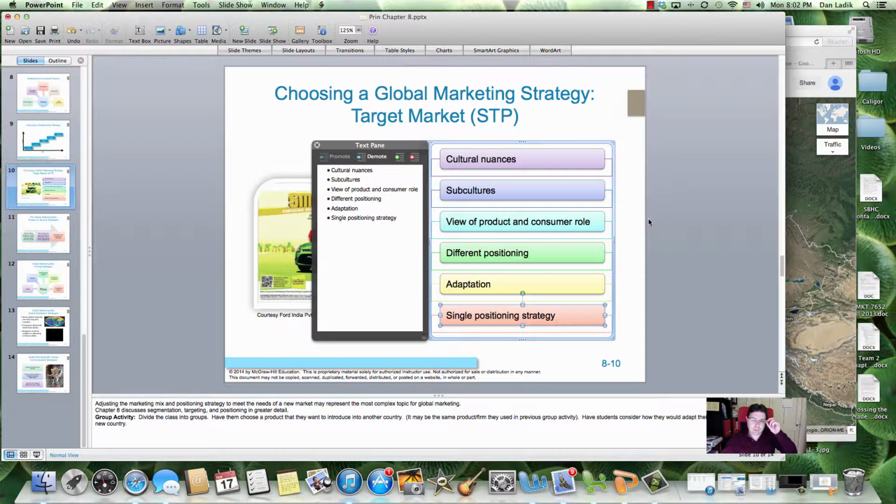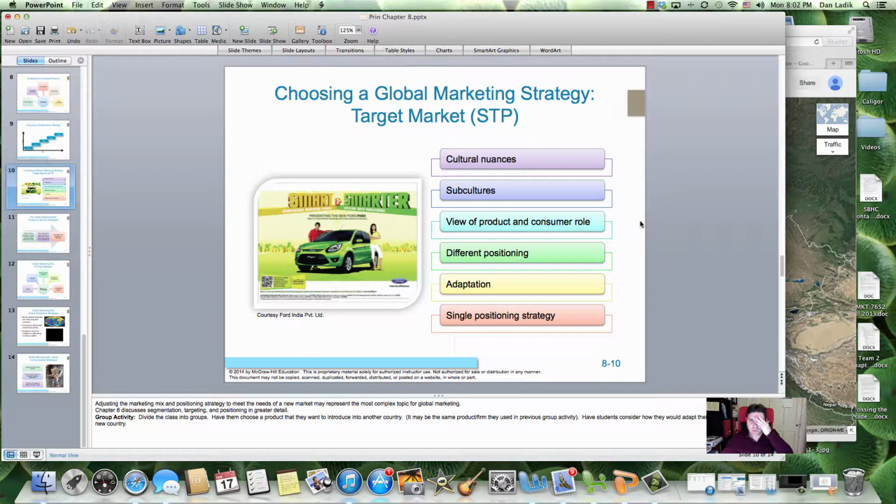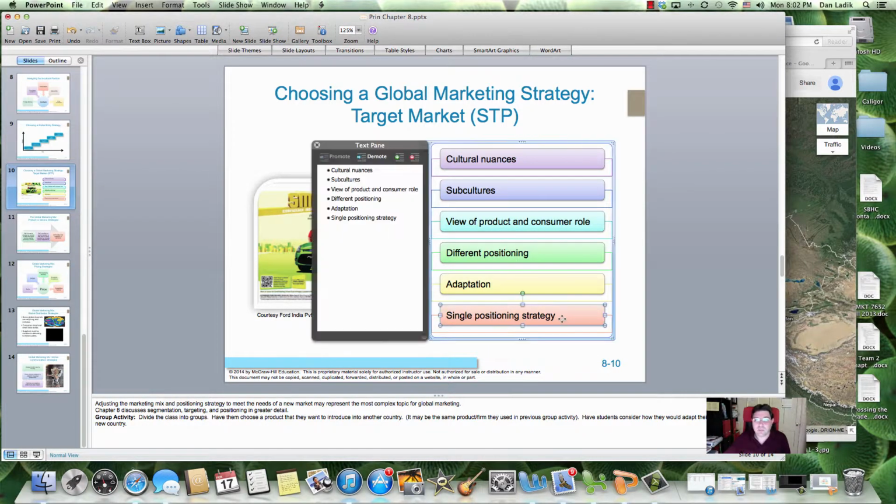There are some companies that use a single positioning strategy no matter where they are in the world. There are not too many of these companies. Apple has the same positioning strategy around the world. But this is the exception, not the rule. Most products go to another market and adapt.